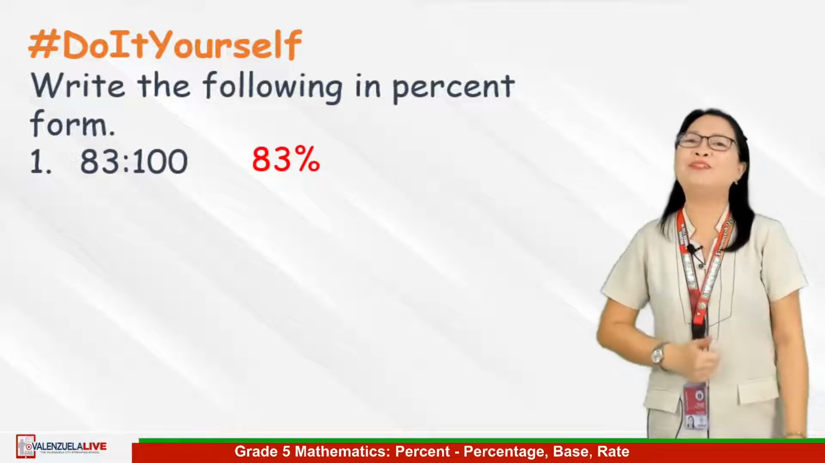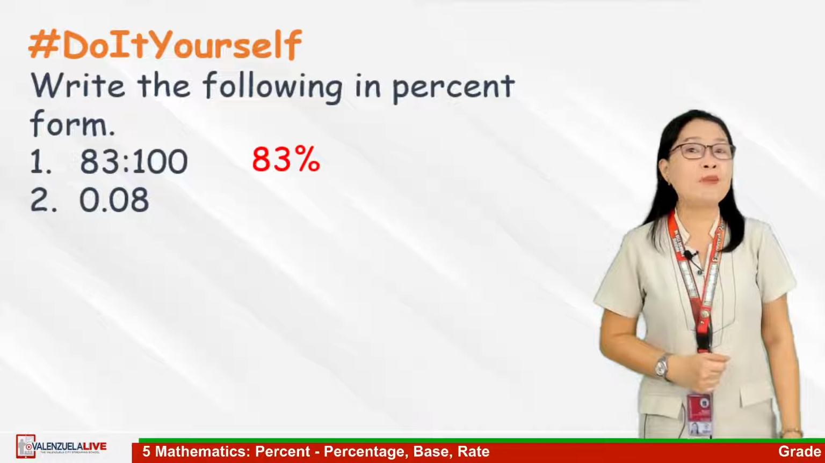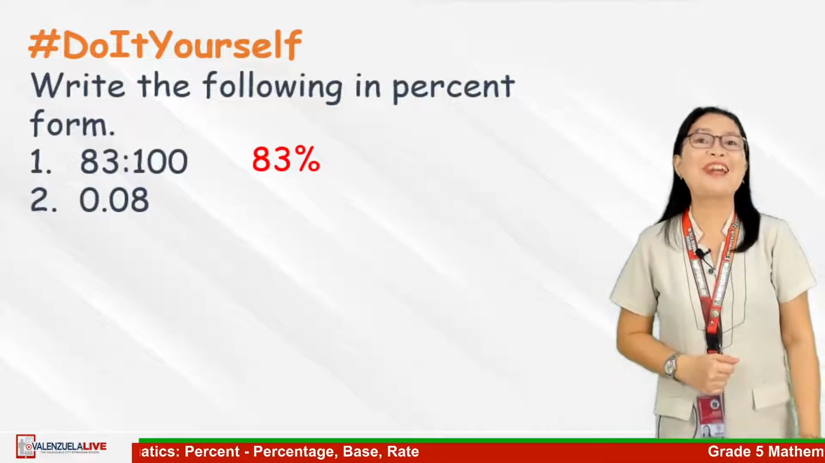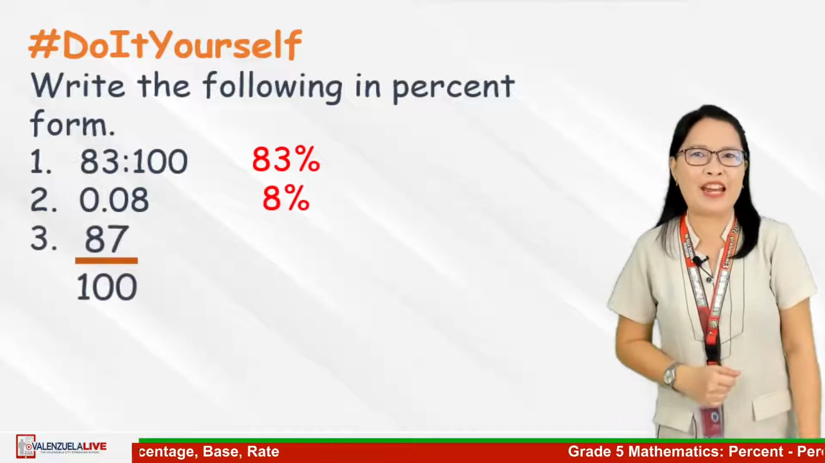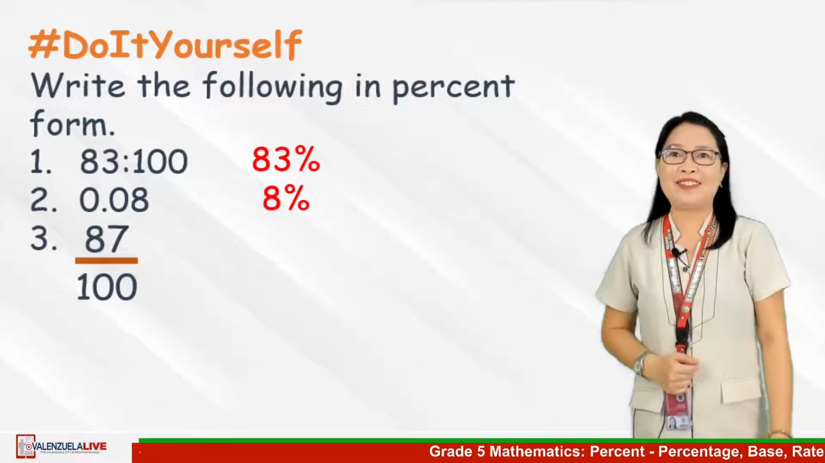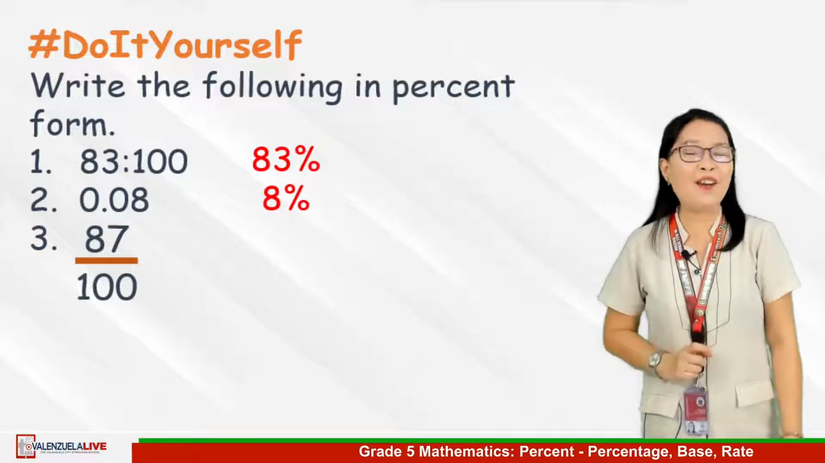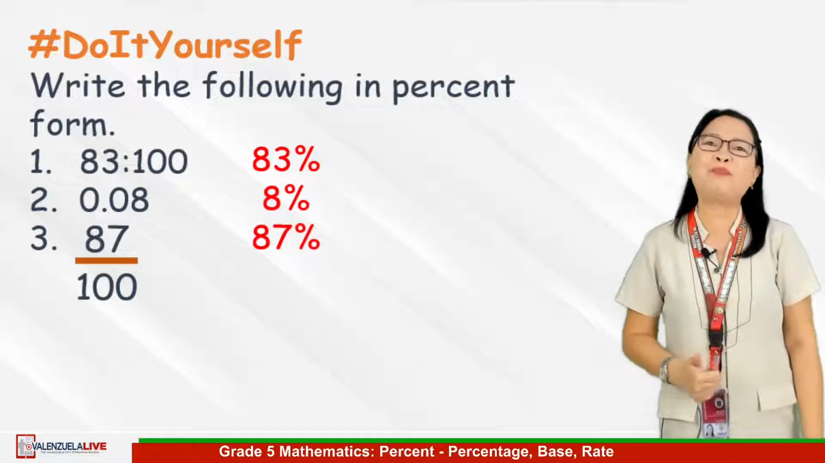83%. Good job. Number 2, 8 over 100. What is the percent form? It's 8%. How about number 3, 87 over 100? Comment your answer now. The answer is, it's 87%.